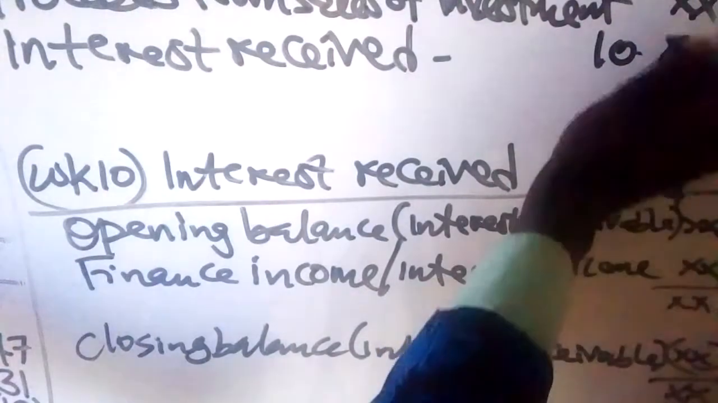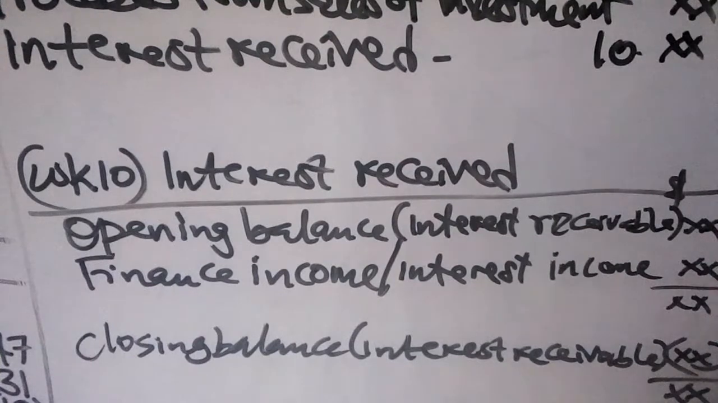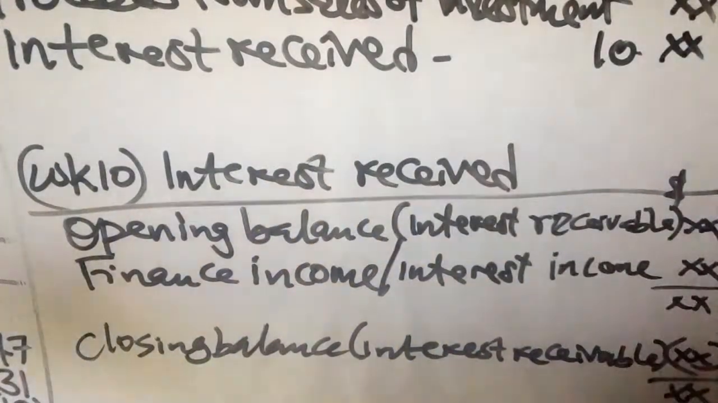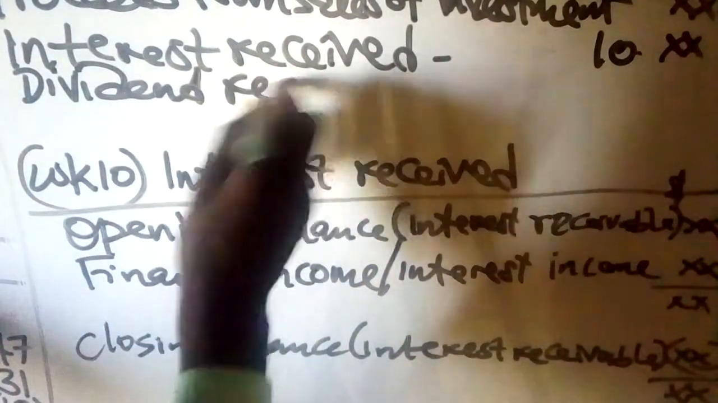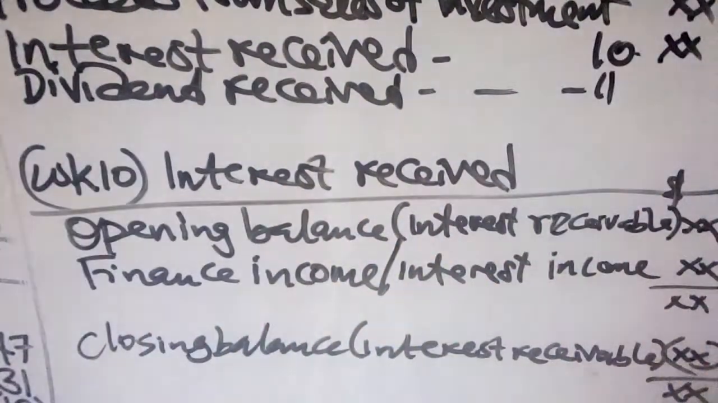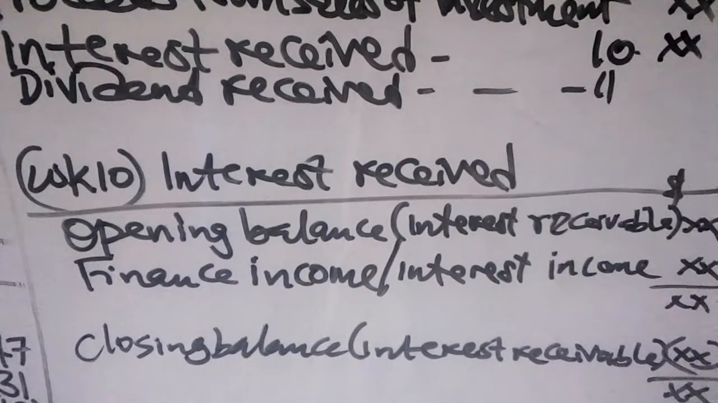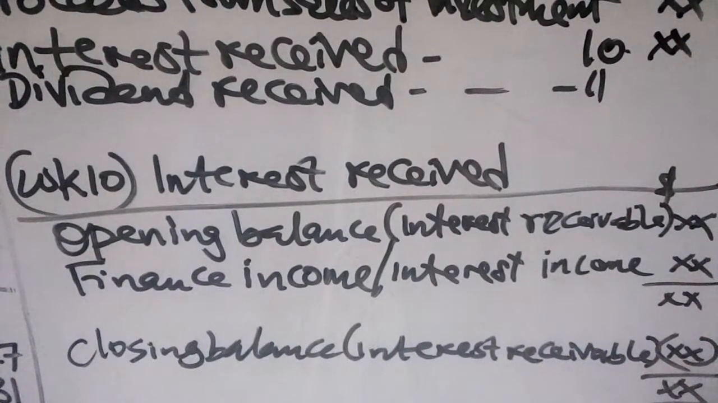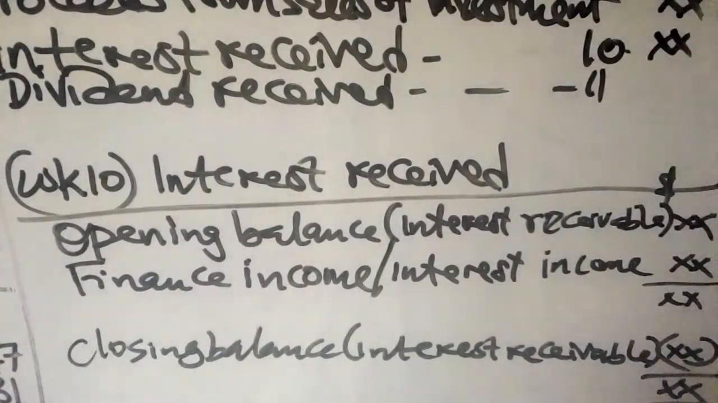And that interest received is what you are going to report as investing activity, inflows. After that, after interest received, you may also have dividend received. Let me have that as note 11. It may be given, and where it is not given, you are going to determine it using this format. That is note 11.